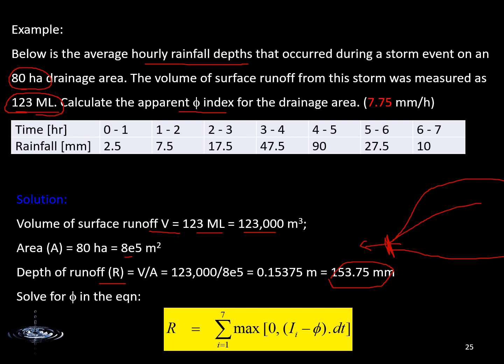But what is the rainfall? Rainfall is different, right? Different times, different rainfall. So we want to find out the phi index for that catchment. This amount of rainfall minus this runoff should produce the phi index, because all the remaining rainfall seeps inside the ground.